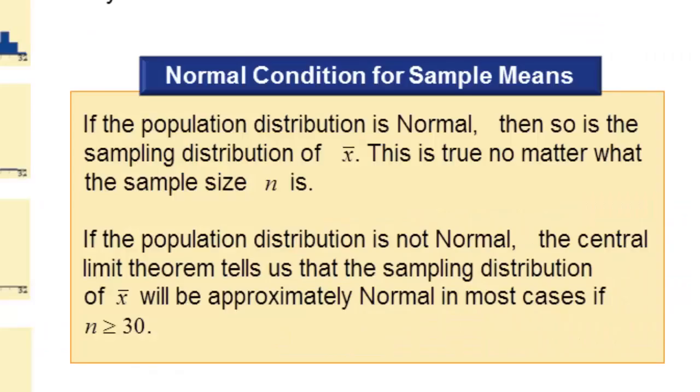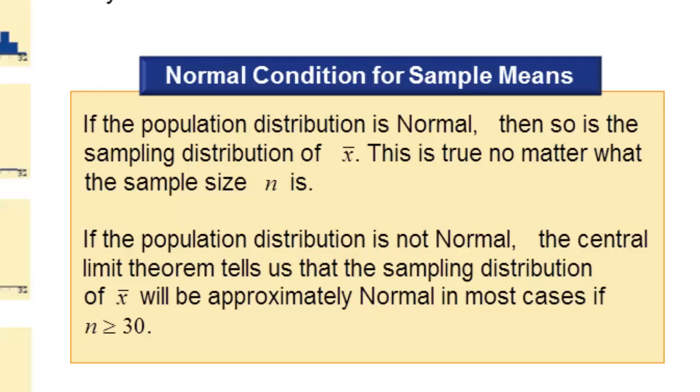So, the normal condition for sample means. Remember, for proportions in the previous chapter, the normal condition was satisfied if n times p and n times 1 minus p are greater than or equal to 10. This will be our condition for sample means instead of sample proportions.